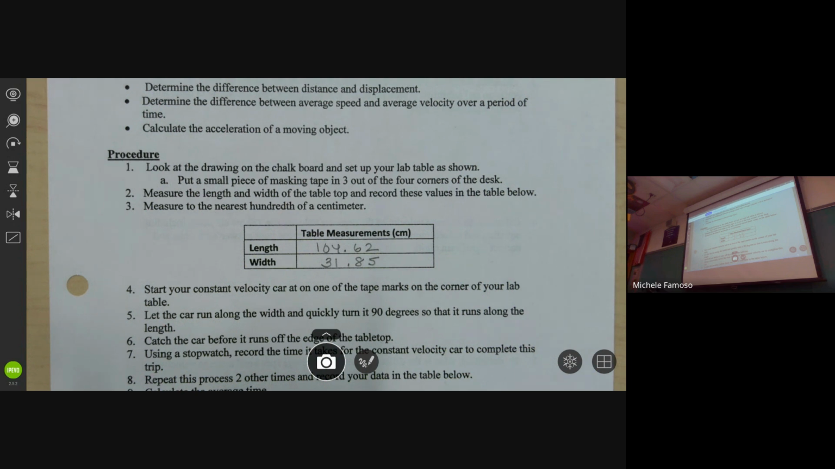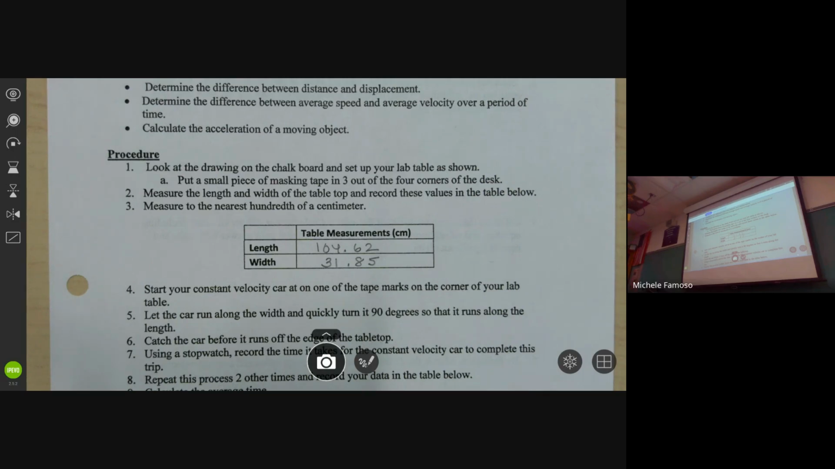Let me describe what we're going to do next. So each group is going to be given one of the buggies. You're going to turn it on so it goes in the direction. And what we're going to try to do, gentlemen, can you help me out with this? Where's 1 and 2? 1, 2, and 3. All right. So what we would do, the buggy, you're going to turn it on and you're going to start it at tape 1. You're going to let it travel along the length of the desk until it gets to tape 2. And then you're going to quickly turn it so it gets to tape 3.